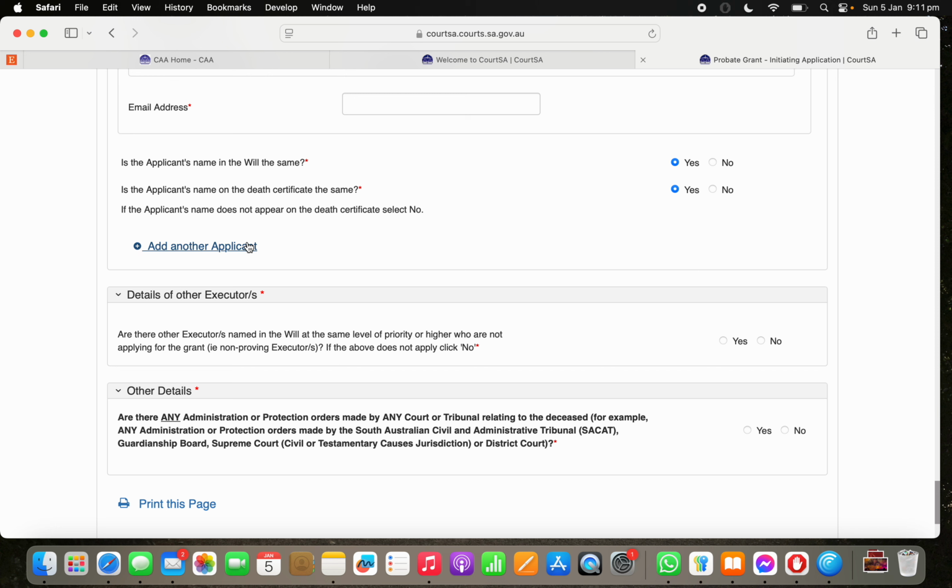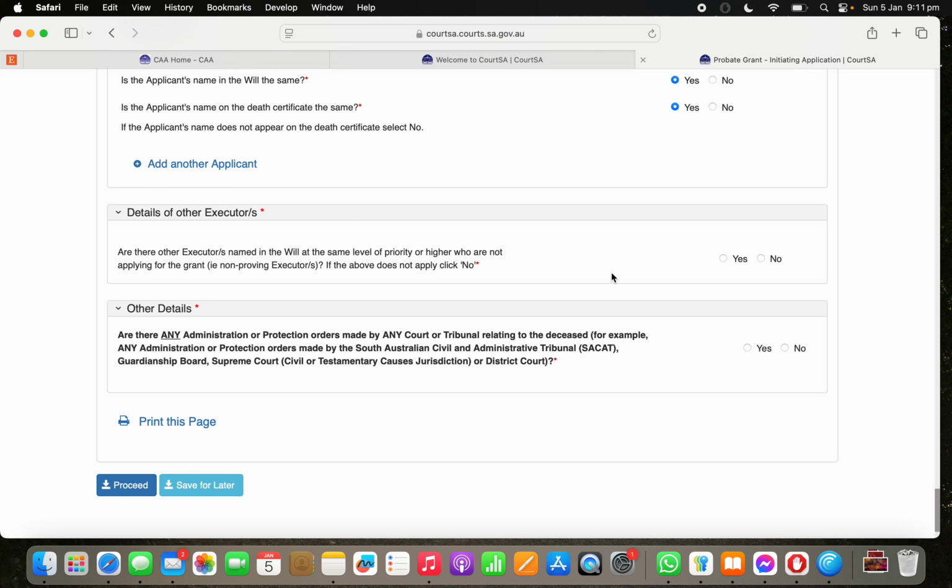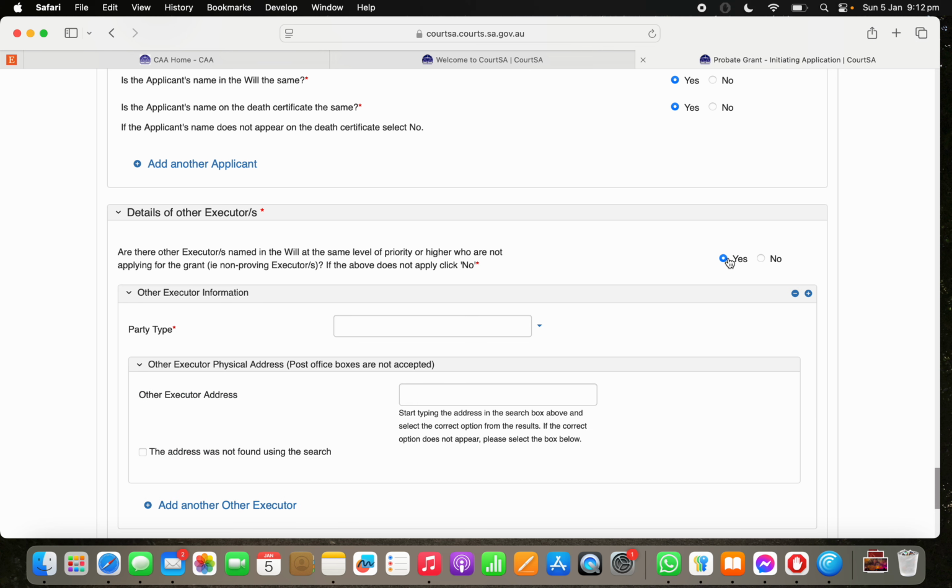Alrighty, so then you can add another applicant if there's another proving executor, but in our scenario we only have one proving executor being Brad, and then we still have the wife Anna and the other child, the daughter Claire, to clear off. So are there any other executors named in the will at the same level of priority or higher who are not applying for the grant? We would say yes to this question.